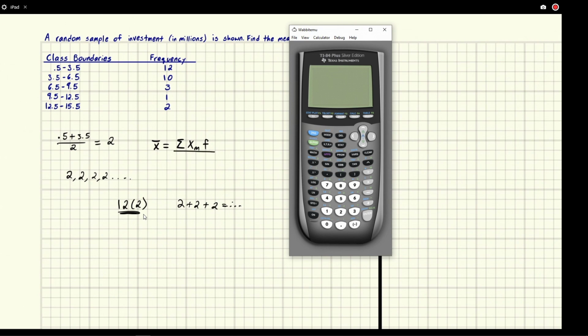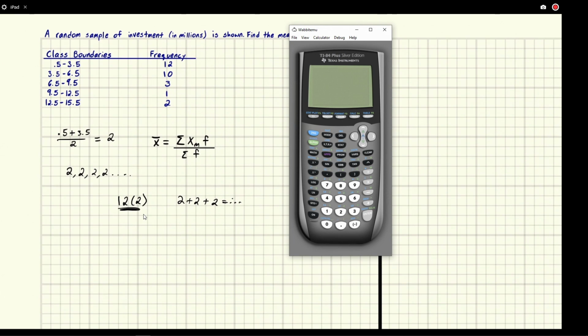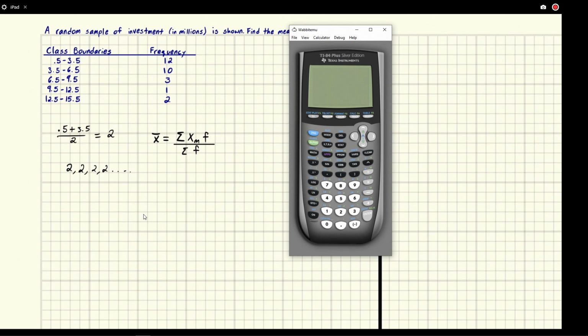And then we divide by the sum of all the frequencies, because this is the number of numbers. If we add all these numbers together, we have 12 2s, 10 of whatever this middle is, 3 of whatever this middle is. If we just add all the numbers up, that's the same thing as n. So they came up with this formula to replace it. We're going to take advantage of this fancy formula, but there's a little bit of why this formula is valid and how to do it.